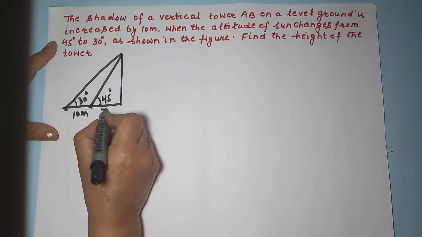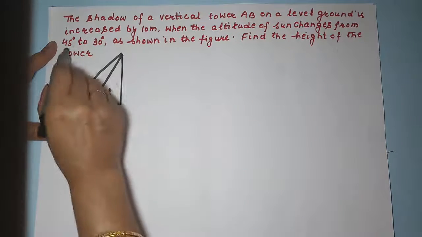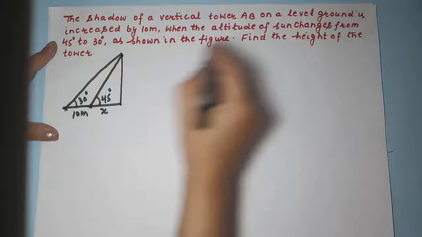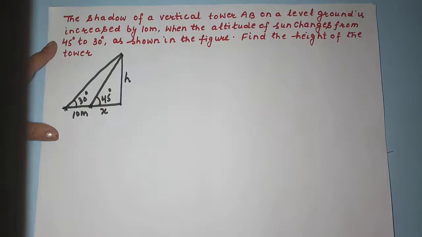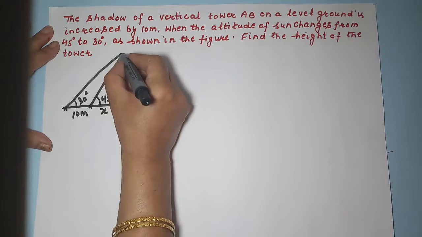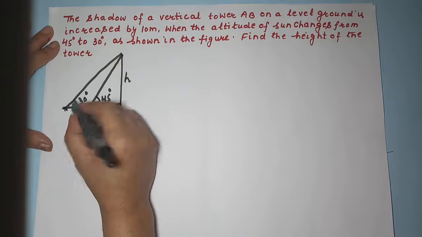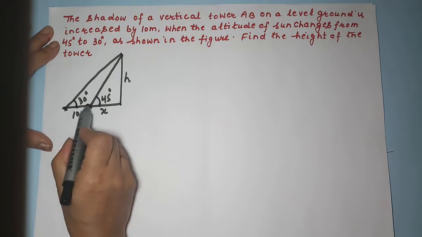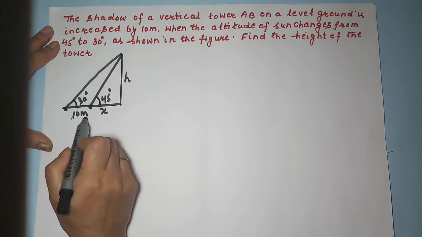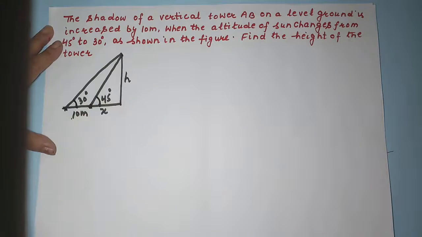And let me say that this distance is x, when the altitude of sun changes, as shown in the figure. Find the height of the tower. Now I have to find the height of the tower. We are clear with the question? He's saying that this is the tower and when the altitude of sun changes from 45 degrees to 30 degrees, the shadow of the tower increases by 10 meter, right? So he wants us to find the height of the tower using this information.